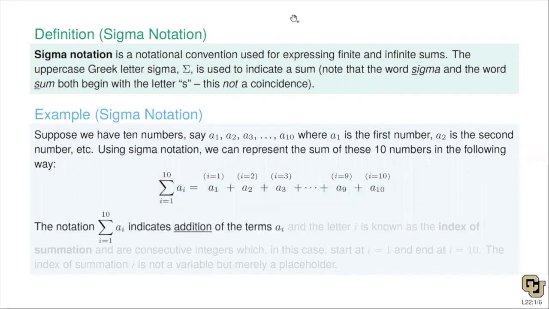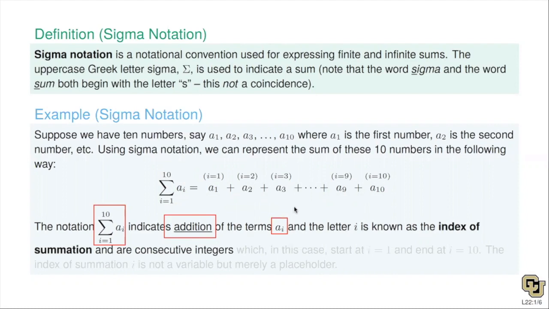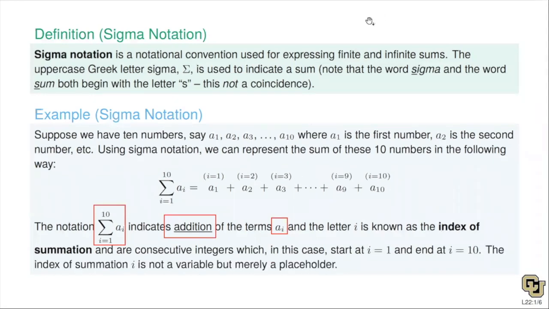So just as I mentioned, the notation is not supposed to hurt us, it's supposed to help us. So this sigma is there to indicate addition of these a sub i terms. And this letter i is known as the index of summation. These are consecutive integers. In this particular example, we have a starting value of 1 and an ending value of 10. And the actual letter i is not technically a variable. We don't think of it as a variable, but we think of it as a placeholder.